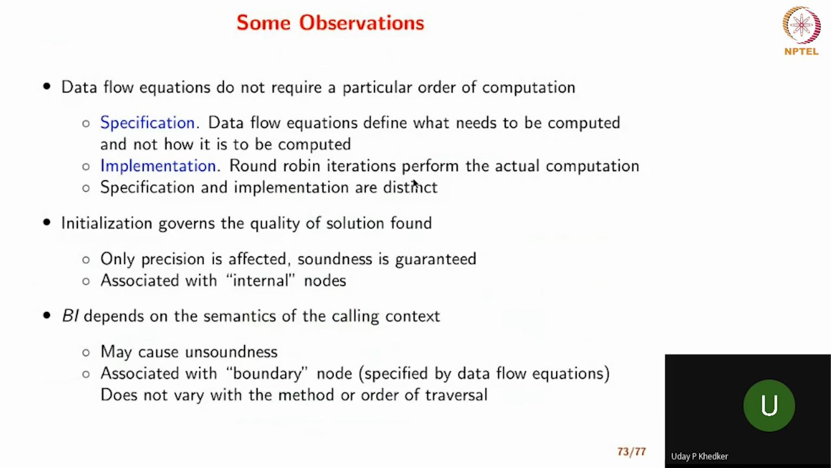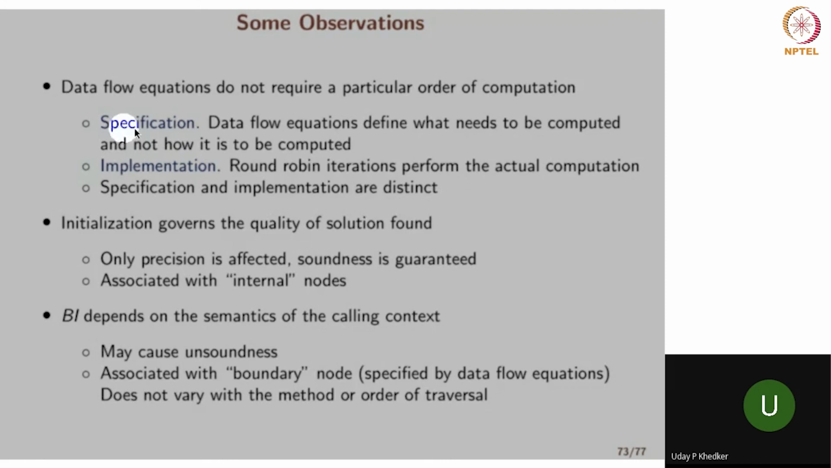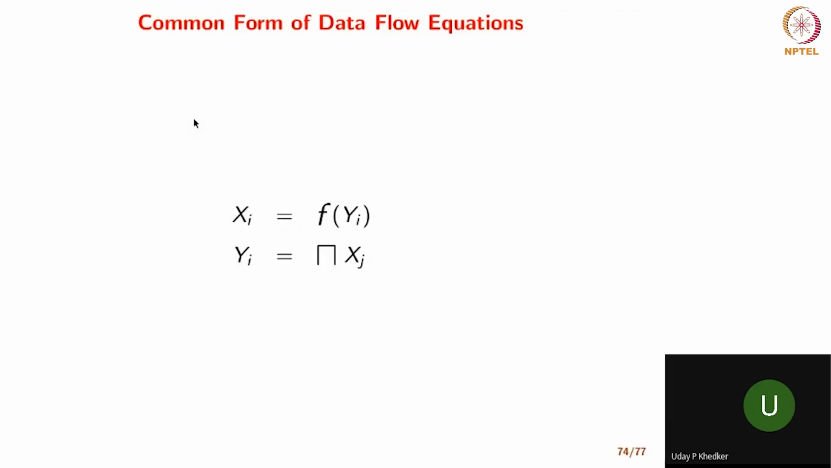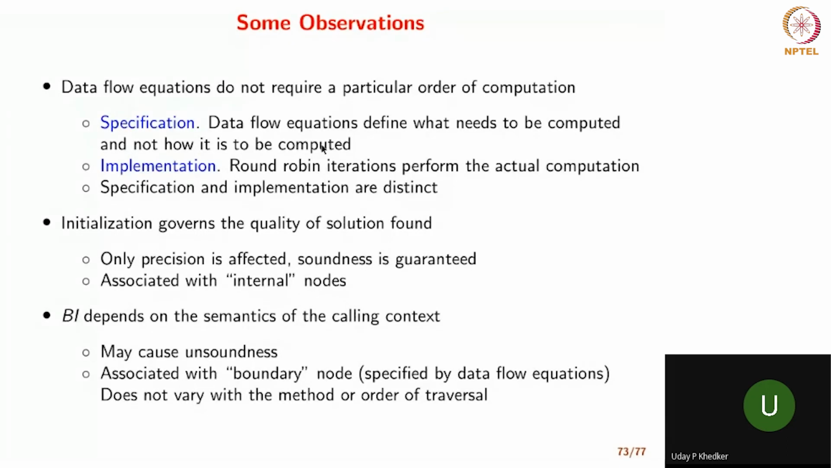Data flow equations do not require a particular order of computation. We can solve them in any order. One order may be efficient, the other order may be inefficient, but the eventual result is going to be the same. So data flow equations importantly make a distinction between specification and implementation. Data flow equations define what needs to be computed and not how it is to be computed. This is a declarative specification of what we need to compute.